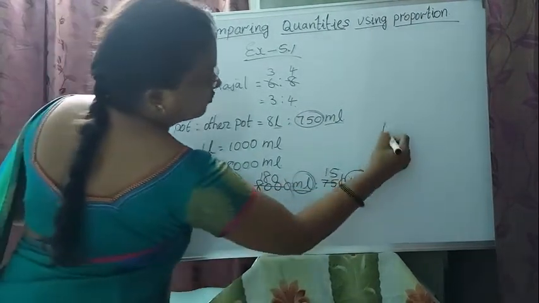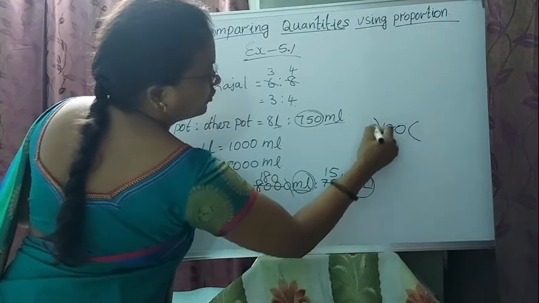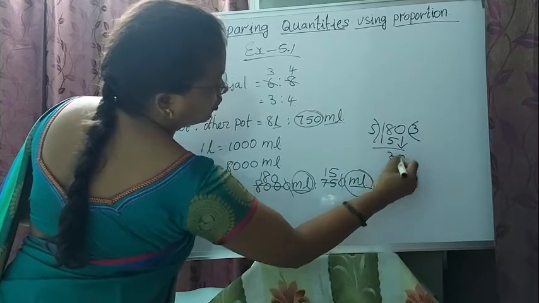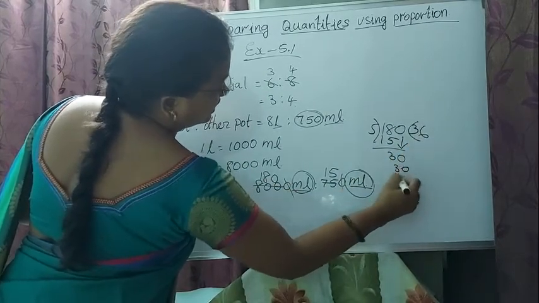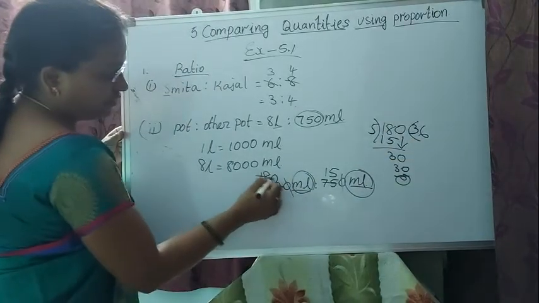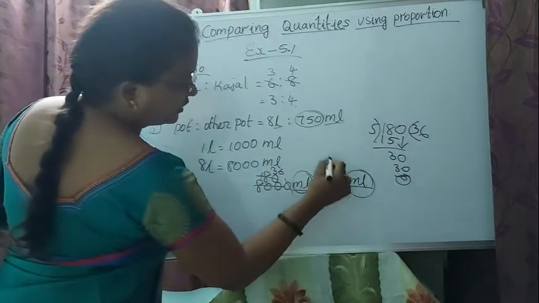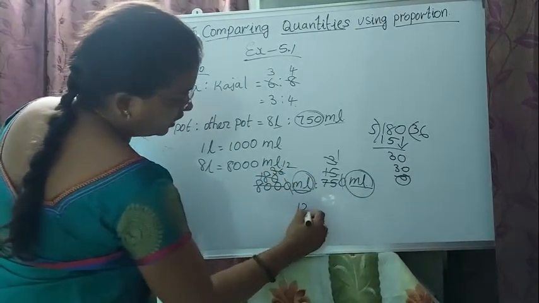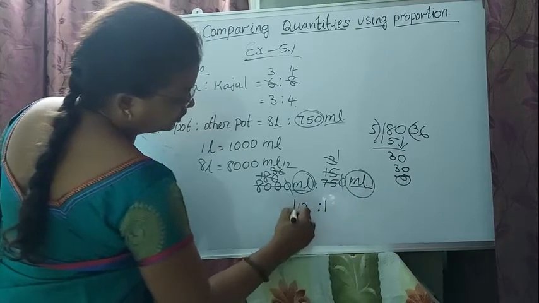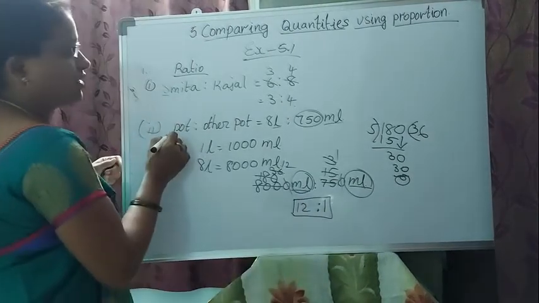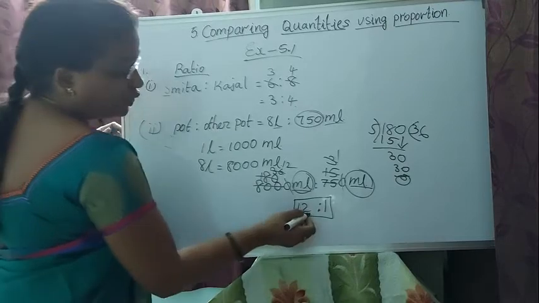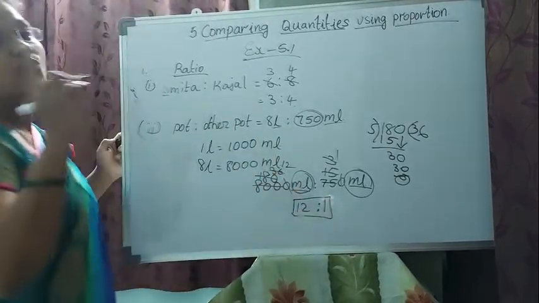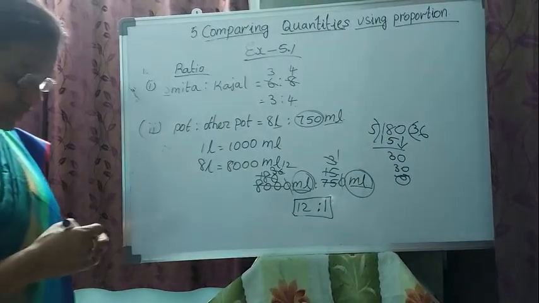See, 180, you can divide with 5. 5 3s are 15, 18 minus 15 is 3. Bring down 0, 30. 5 6s are 30. So 36. Again 3 1s are 3, 3 12s are 36. 12 is to 1 is the final ratio. One part and the other part. In one part we have 12 parts, in another part we have only one part. In this way we can find the ratio.